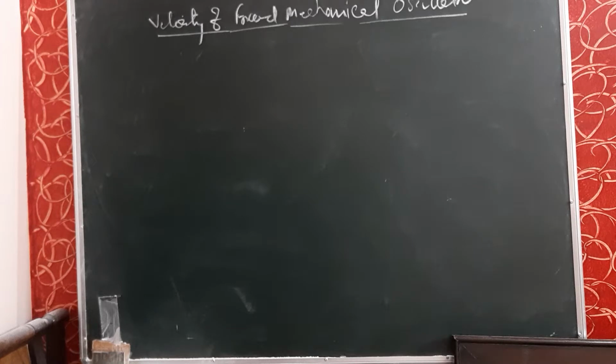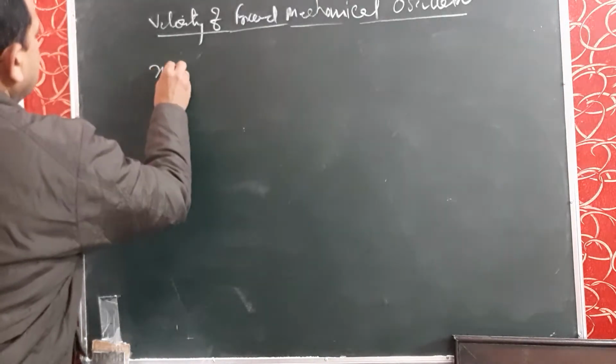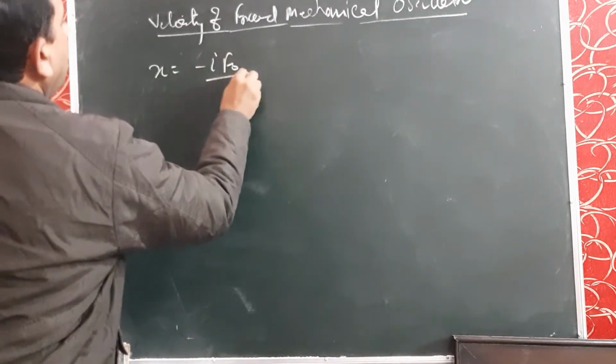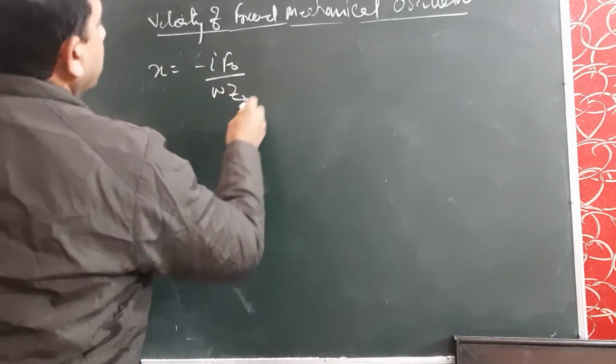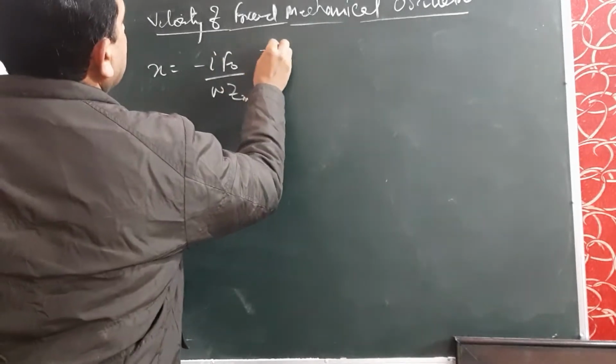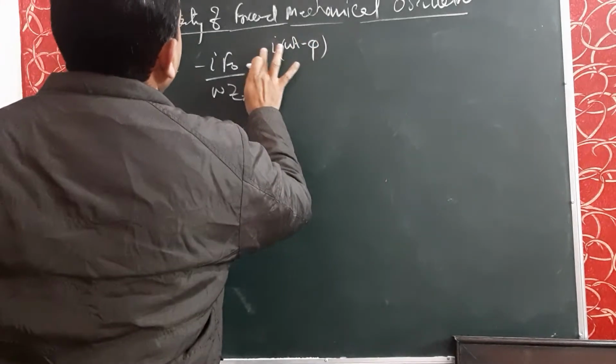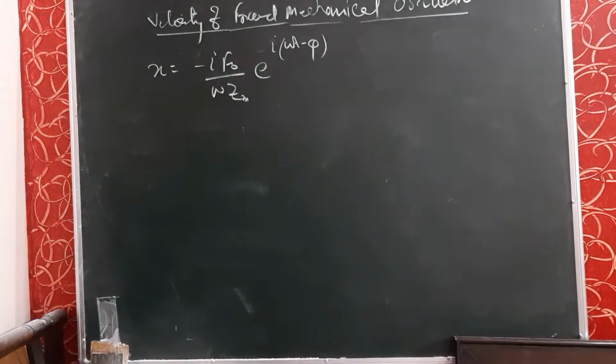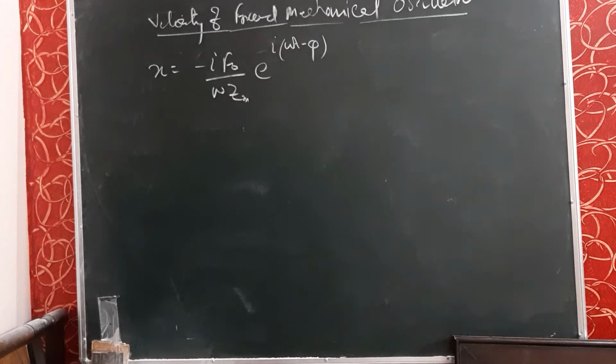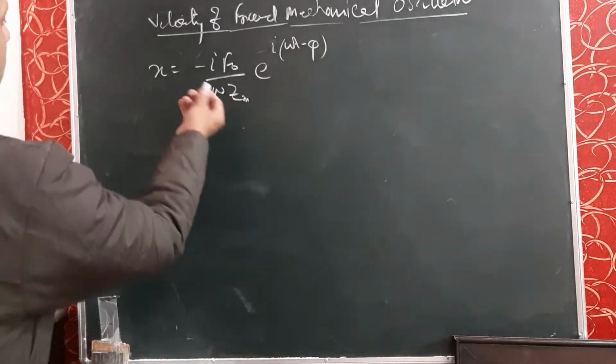So, we know that velocity is the rate of change of displacement. As we know, the equation for displacement is x is equal to minus iota F naught upon omega Zm into e raised to power iota omega t minus phi. So, this is the equation for displacement. Now, we will find velocity.